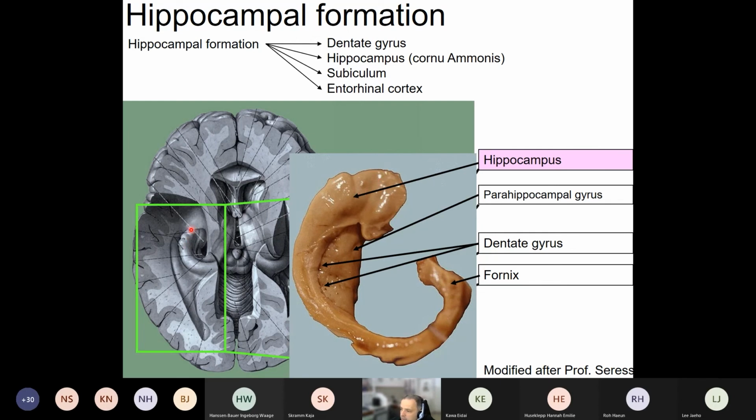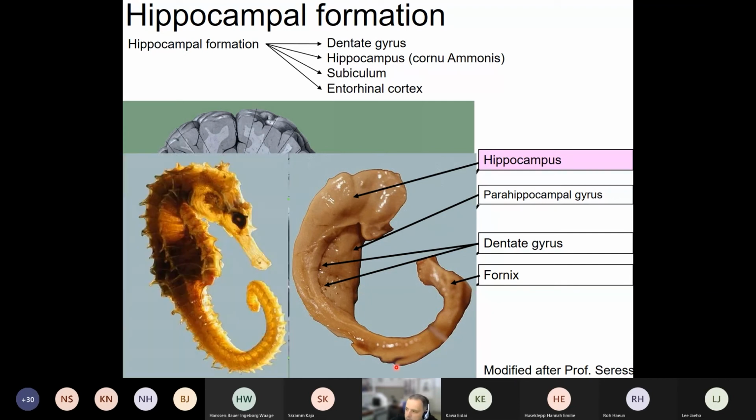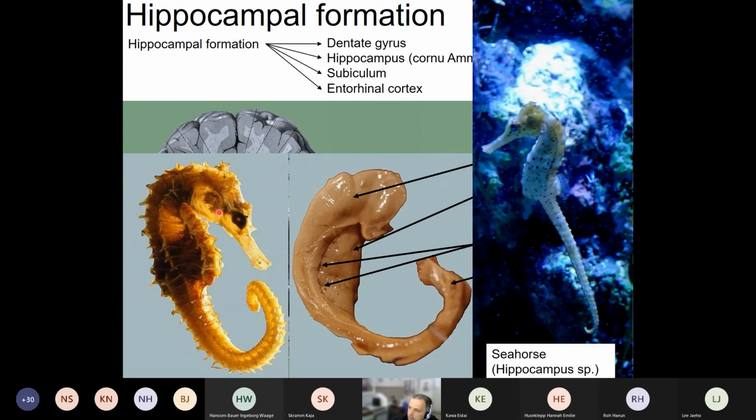So if you remove the hippocampus and cut it out from the surrounding tissues, it looks like a seahorse. And therefore, because the seahorse is called hippocampus, we also call this brain area hippocampus. So this is a specific name for the brain area. And as I mentioned, it's also called cornu ammonis.